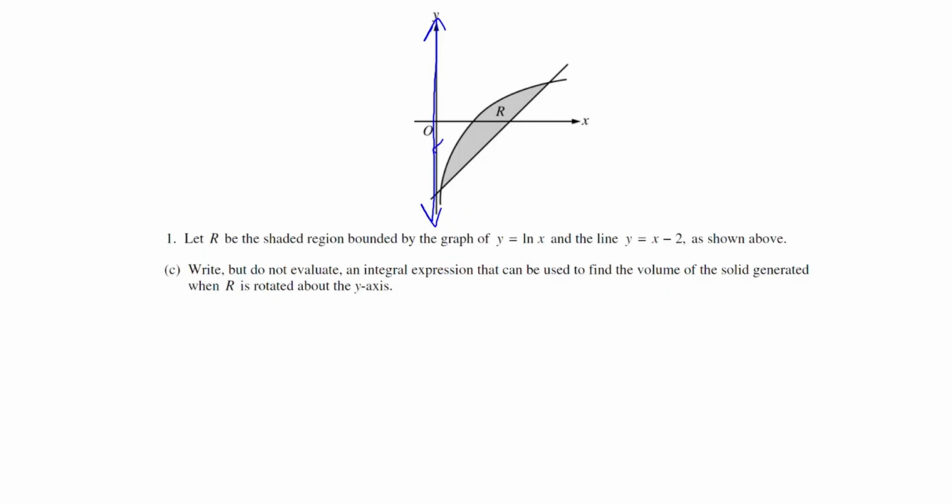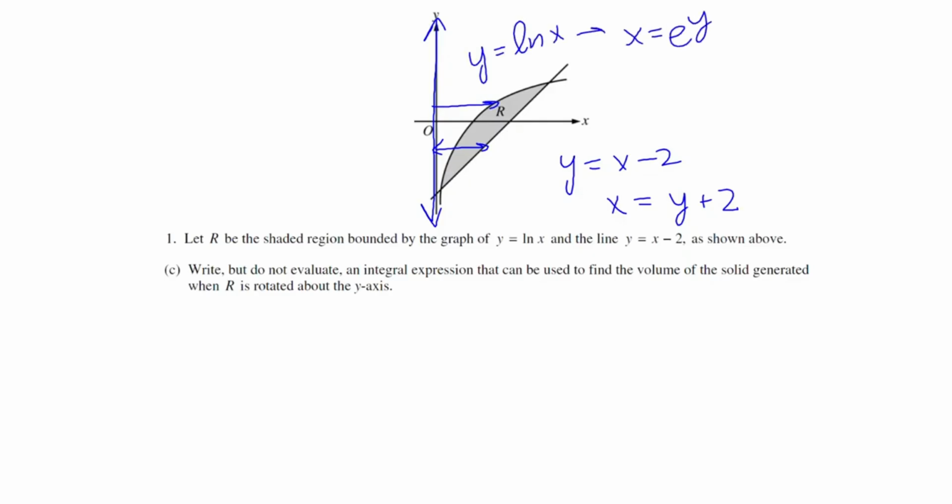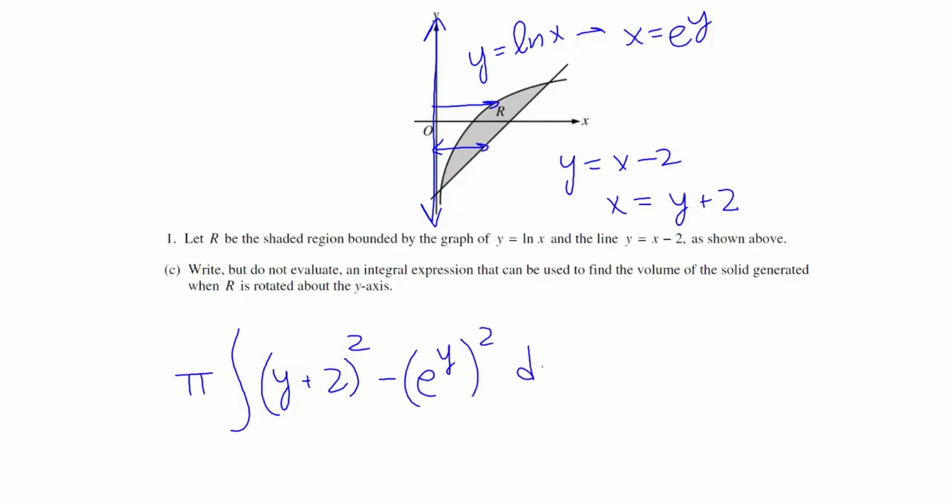So our outer radius is the distance to the rightmost function, which if we had y equals x minus 2, that's the same as x equals y plus 2. And our inner radius is the leftmost function. From y equals ln x, that becomes x equals e to the y. So our outer radius is y plus 2, and our inner radius is e to the y. So it's going to look like pi times an integral of our outer radius, y plus 2, squared, minus our inner radius of e to the y, squared dy.